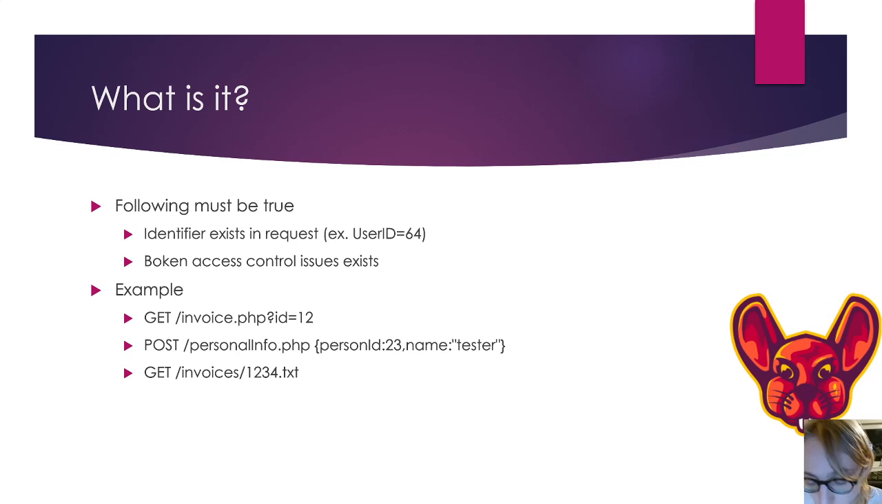To exist, an IDOR has to meet the following conditions. This is really important because if they don't meet, then it's not an IDOR, but you're talking about a different vulnerability type or none at all. So for an IDOR, you have to have an identifier somewhere in the request. It can be in the body, it can be in the URL itself, it can be in different places, but you also have to have your broken access control issue exist.